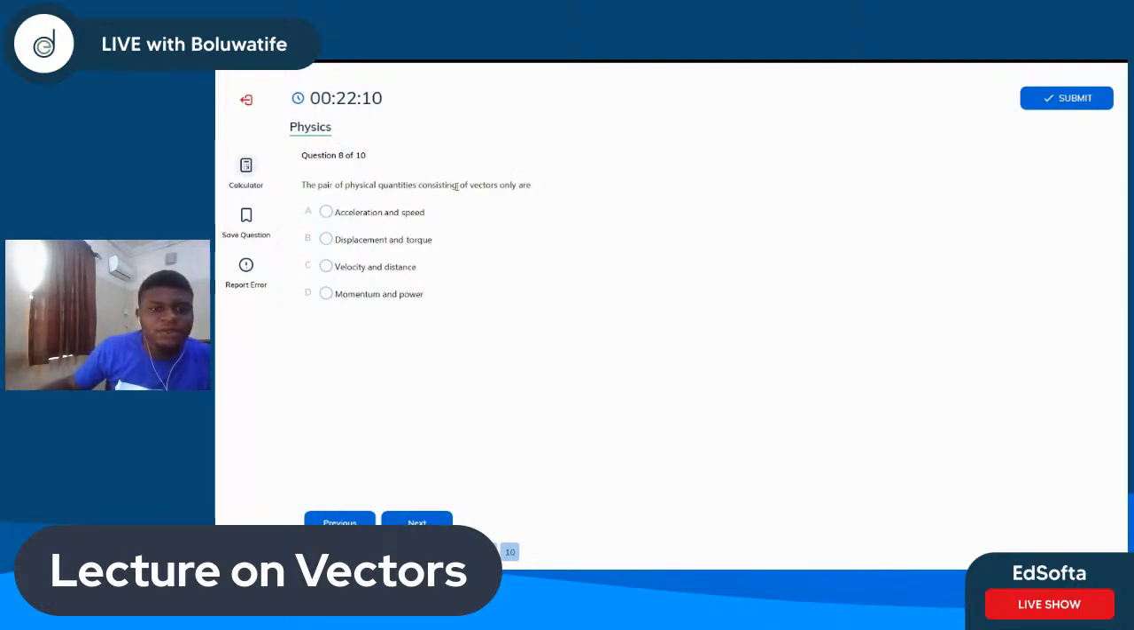And then the pair of physical quantities consisting of vectors only are, you cannot say acceleration and speed because speed is a scalar quantity. Displacement and torque, yeah, I'll go displacement and torque. But let's go through the other options. Velocity and distance. Distance, as we know, is not a vector quantity because it does not have direction. Momentum is a vector quantity, yes, but power is not. Power is just work done over time taken. You don't need to know what direction the power is being applied to. So displacement and torque are both vector quantities.